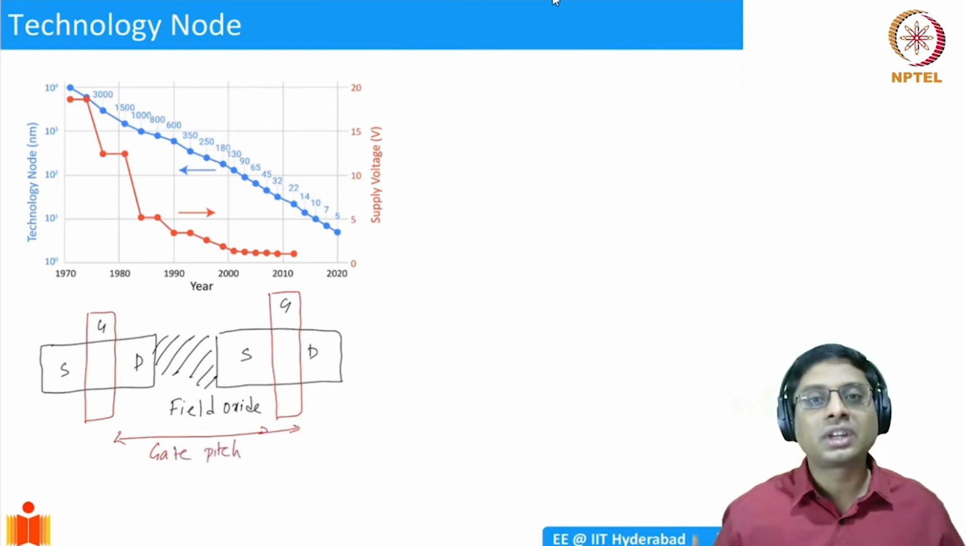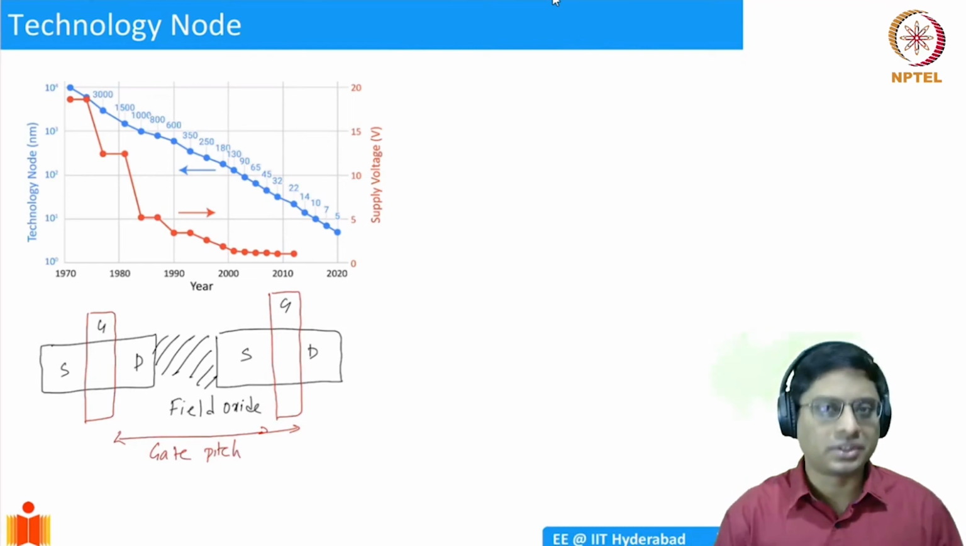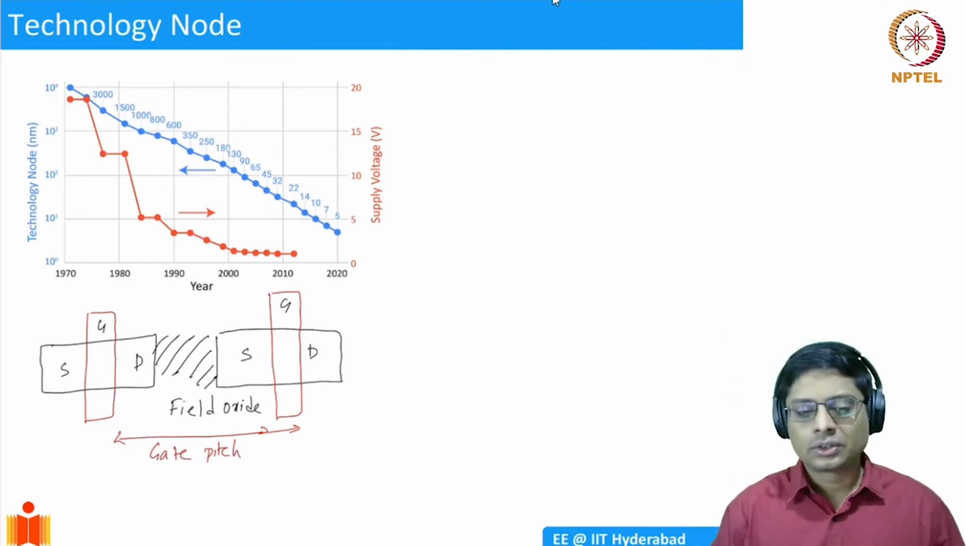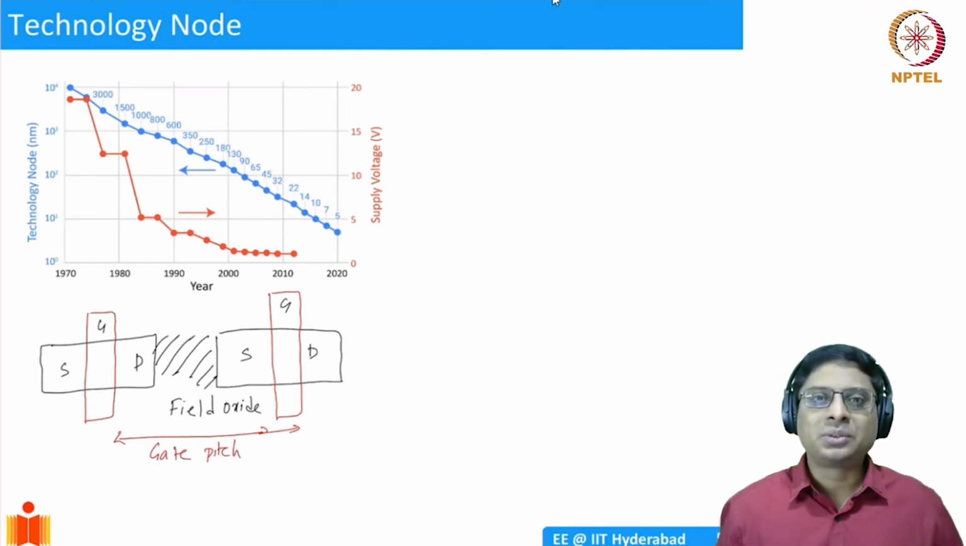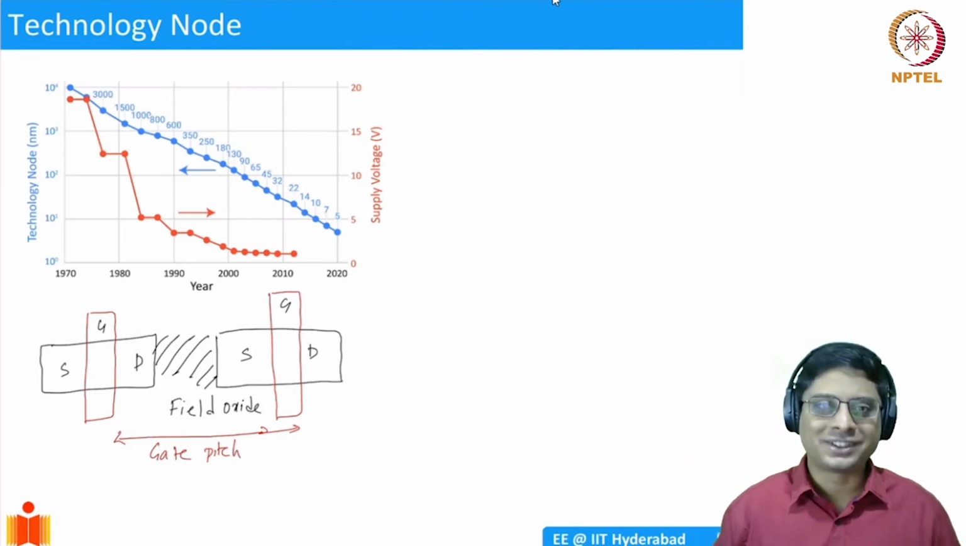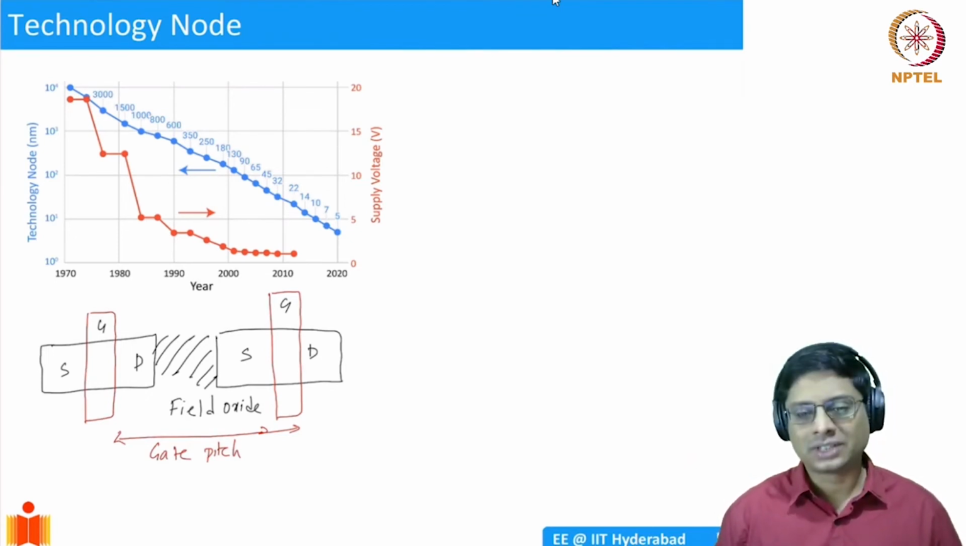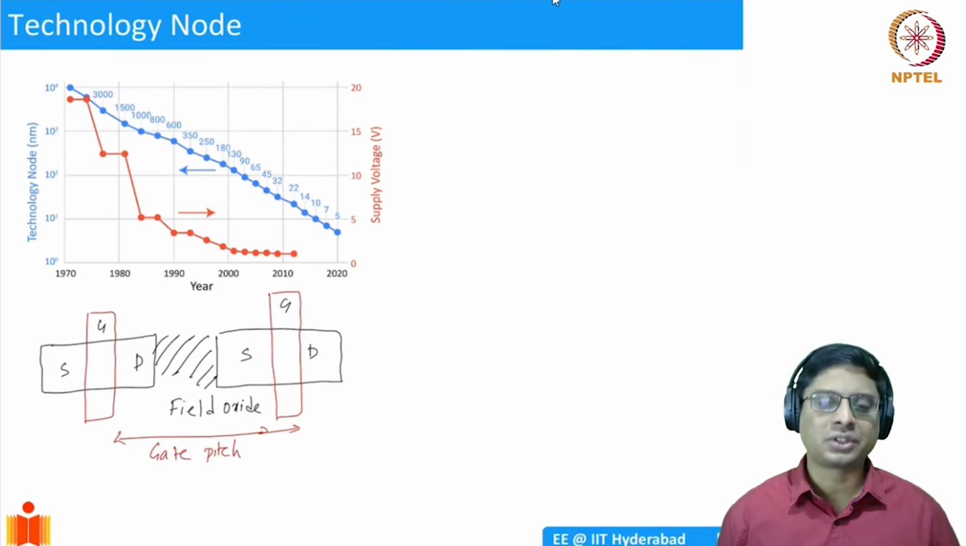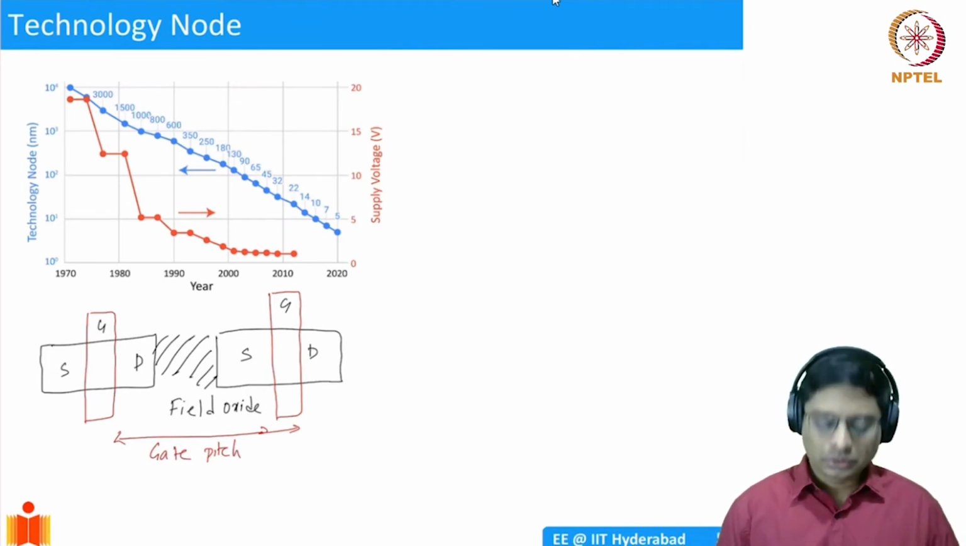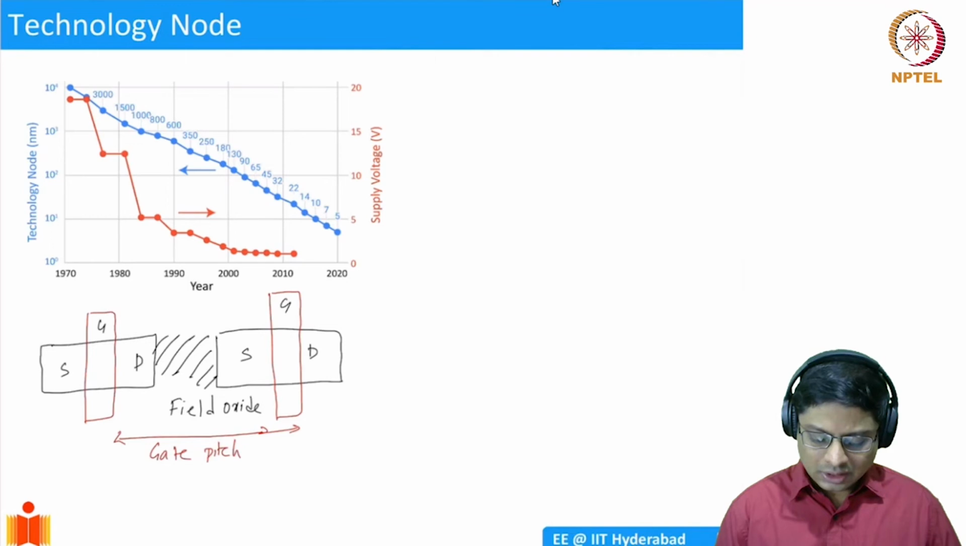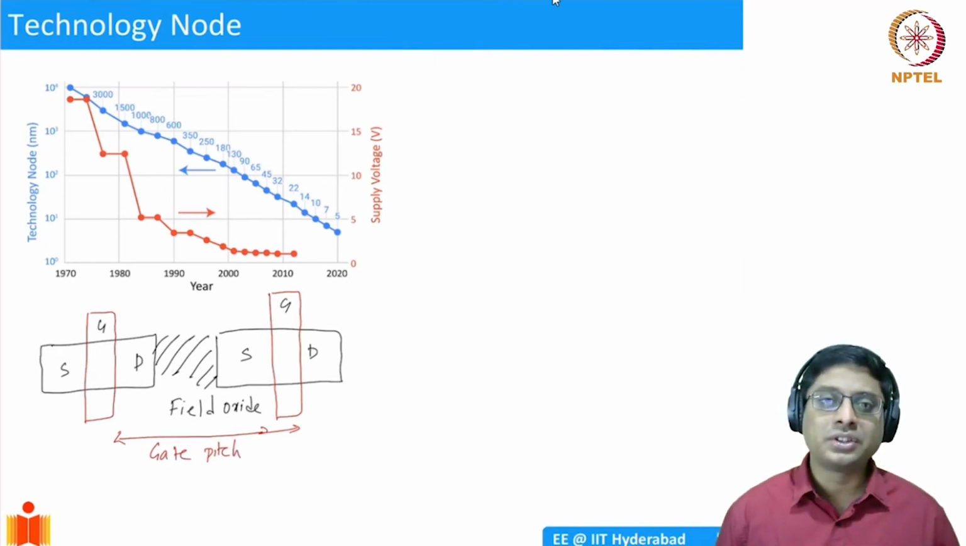Essentially, how close can your transistors be in a particular technology? Of course, we would like them to be 50 nanometers apart or 10 nanometers apart, but that's not going to be possible, especially if you don't have the tools to achieve that sort of precision. And this is what was called the technology node parameter.